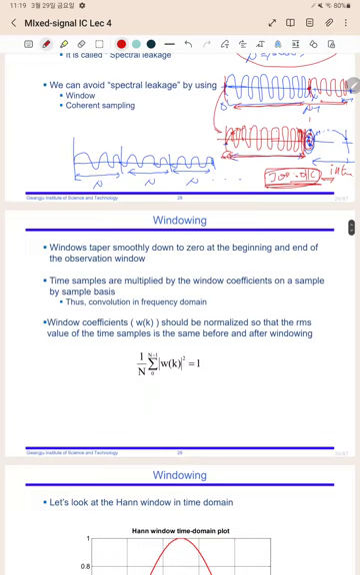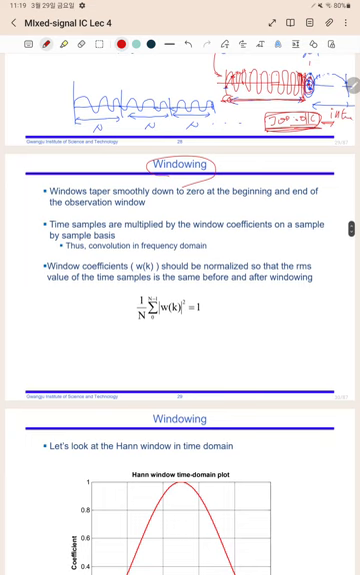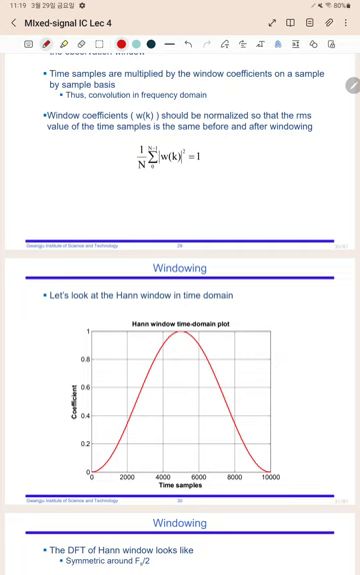One way is just windowing. Windowing is another time sample that looks like this. Let's say this is a series of numbers, starting from W0, W1, and so on. W0 is 0, and W1 is a little bit taller, then W2, and so on. It is just a number of time samples, and this time sample looks like this. We call that the window.